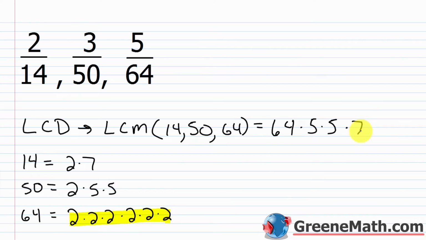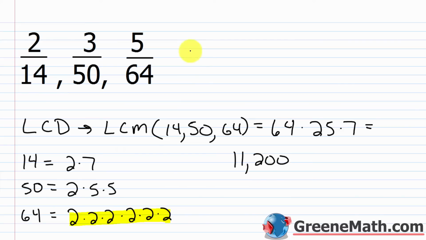So basically we have 64 times 25 times 25 times 7. In the interest of time, I'm just going to do this multiplication with a calculator. 64 times 25 is 1,600. Then if we multiply by 7, we would get 11,200.